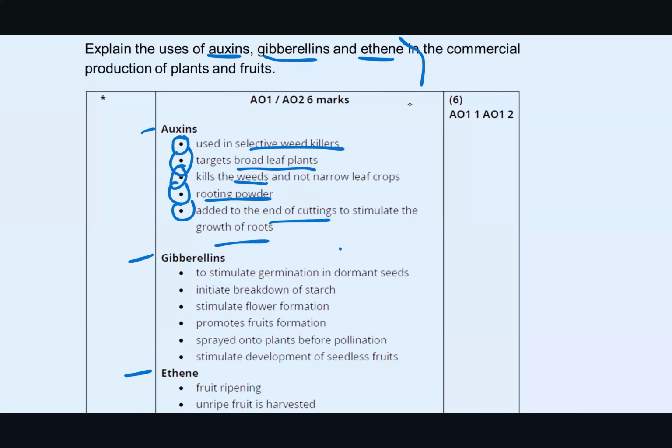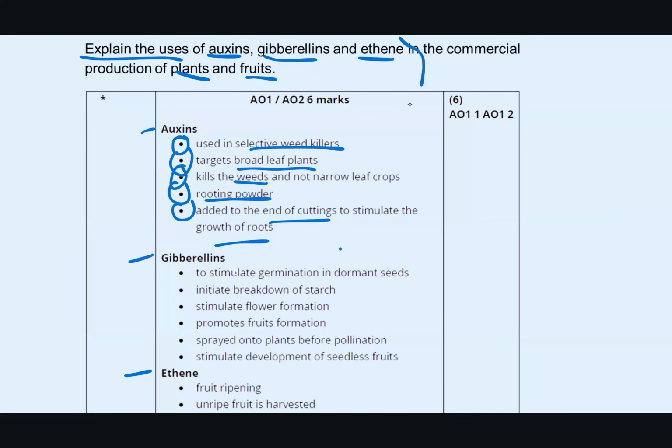Now, overall, in a 6-mark question, you need a few bullet points from each section. Because the question is talking about auxins, gibberellins, and ethene, you need to explain the uses of all three in the commercial production of plants and fruits. So you need to have fulfilled that answer for auxins, gibberellins, and ethene. So you would still need 2 or 3 bullet points per hormone.